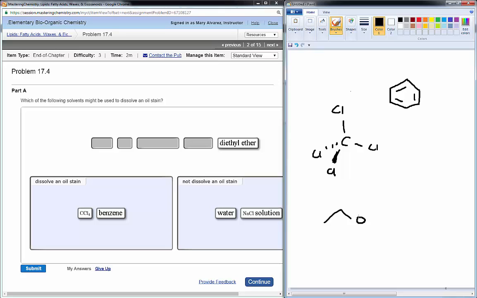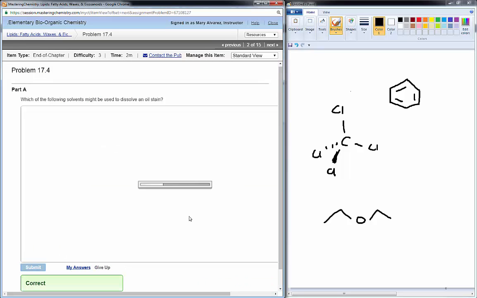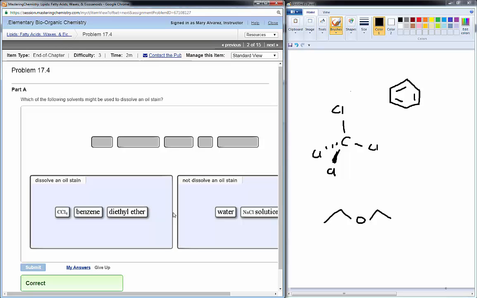And diethyl ether, somewhere in the middle. It has a little bit of polarity, but some nonpolarity. I'm going to guess that it might be helpful to dissolve an oil stain, but if they tell me that I'm wrong, that's the one that I would be less sure about. All right.